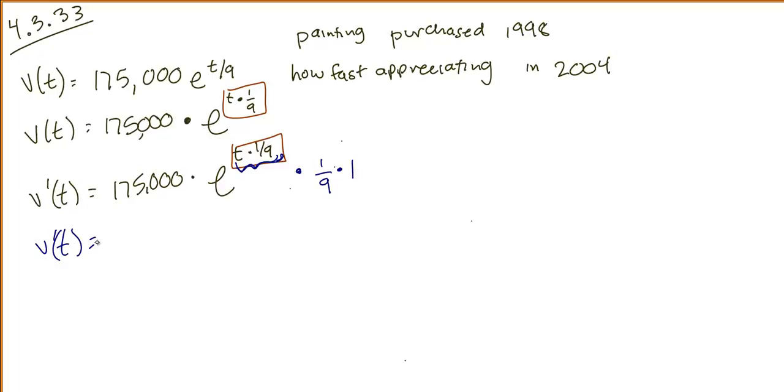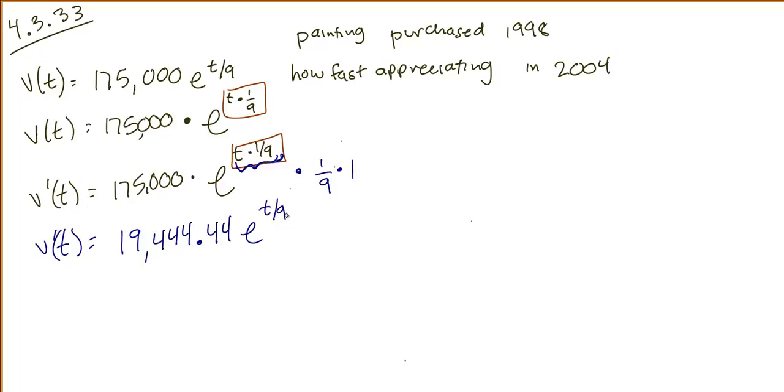So the derivative is going to be, let's multiply that 1/9 through. If I multiply the 1/9, I get 19,444.444 repeating, times e to again the t over 9. So that's our general equation for how fast it's appreciating at any time, or how fast the value is changing at any time.